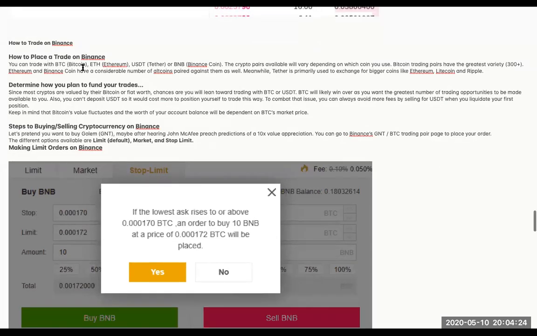So how to place a trade on Binance? How to trade now? You can trade with the Bitcoin market, you can trade with the Ethereum market, or you can use the USDT market, USDT also called Tether, or you can use the BNB market. So the crypto pairs available will vary depending on which coin you are going to use. So Bitcoin trading pairs have the greatest variety compared to other alt coins.